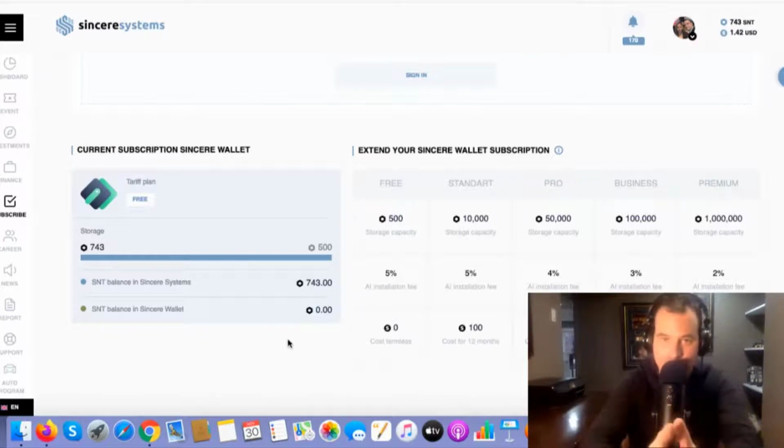That cannot happen with this token because it is only available to Sincere System members and it can't be sold outside of the Sincere System. So that's very, very cool to think about. You can just hold your tokens and they will go up in value if you look at it on a yearly basis.